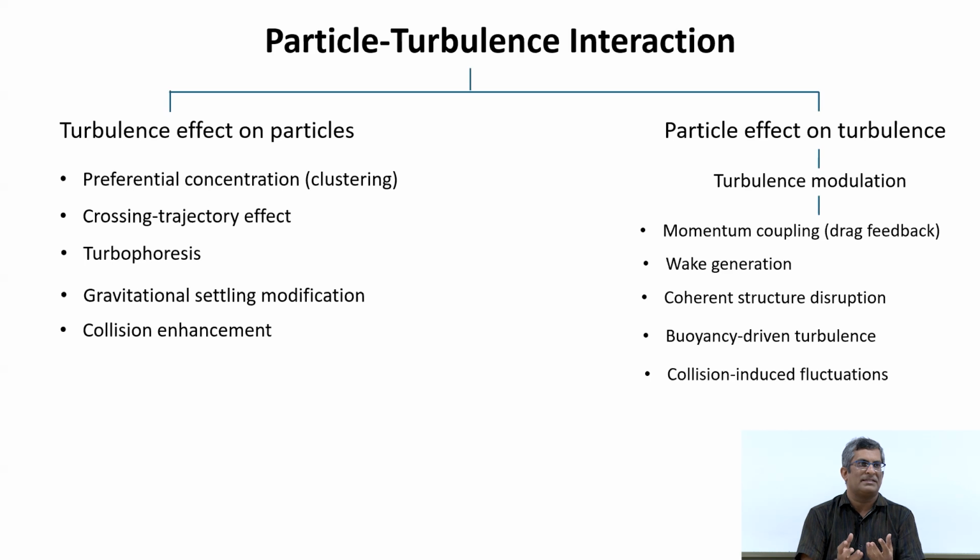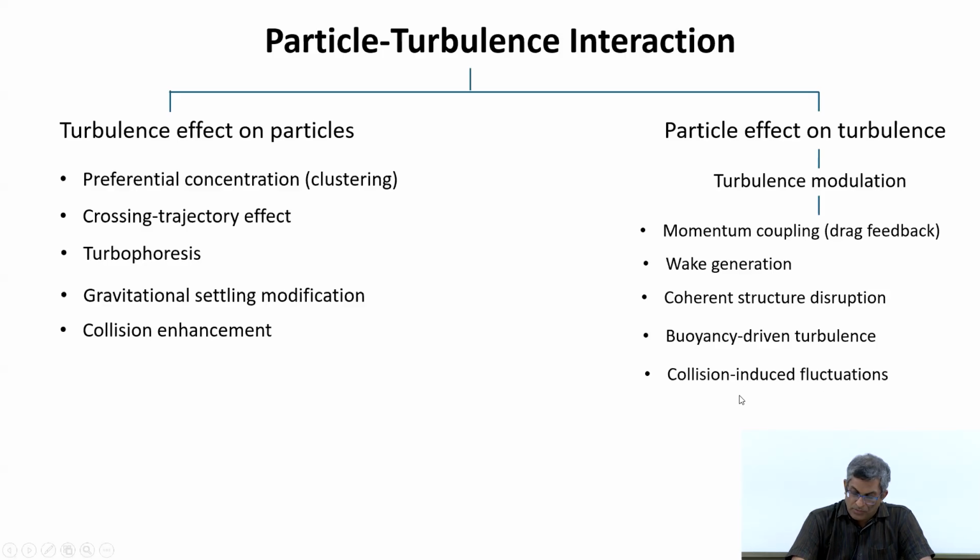So, how do we handle the modification in turbulence due to particles? This is mainly due to the momentum coupling or the drag feedback. However, there are other effects also, that is wake generation, coherent structure disruption. The particles would try to disrupt the eddies or the coherent structures. Similarly, in case of bubbles, we can have buoyancy driven turbulence, in general, if the dispersed phase density is less than the density of the carrier phase.